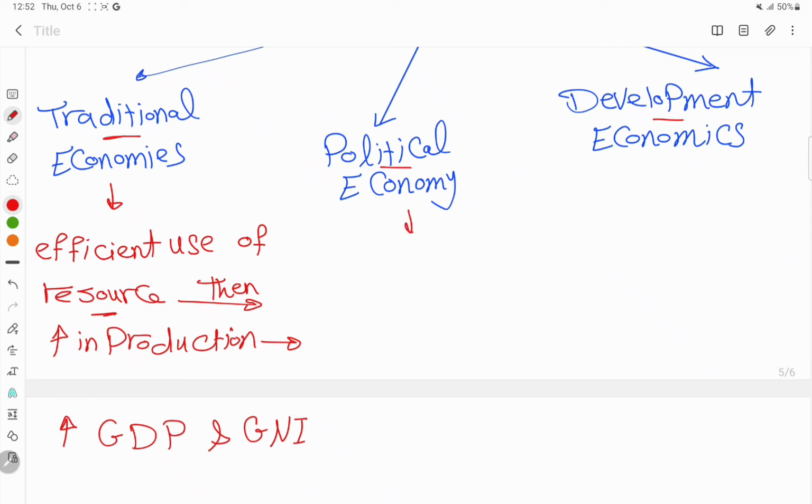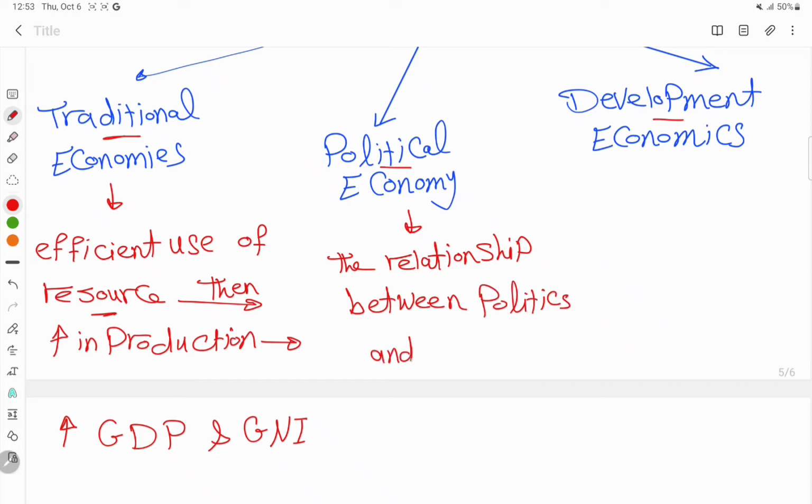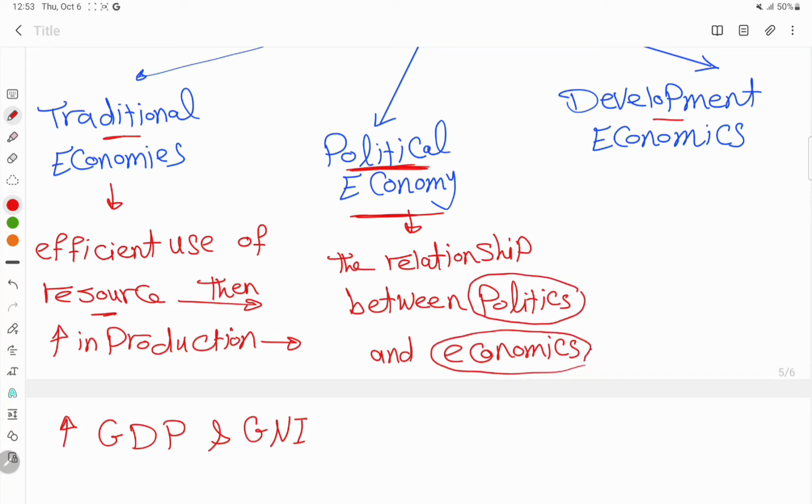Political economy is concerned with the relationship between politics and economics. So, political economy is the relationship between politics and economics.